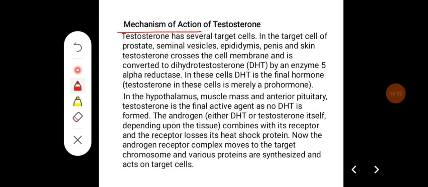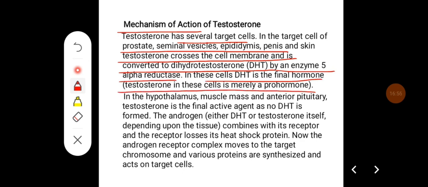Mechanism of action of testosterone. Testosterone has several target cells. In the target cells of the prostate, seminal vesicles, epididymis, penis, and skin, testosterone crosses the cell membrane and is converted to dihydrotestosterone by the enzyme 5-alpha reductase. In these cells, dihydrotestosterone is the final hormone, and testosterone is merely a prohormone.